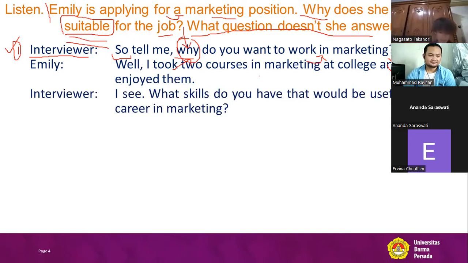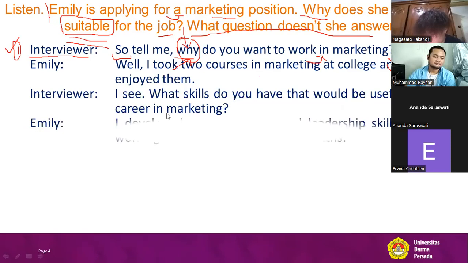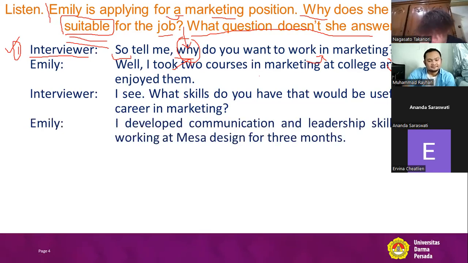What skills do you have that would be useful for a career in marketing? I see. What skills do you have that would be useful for a career in marketing? Career in marketing. So this is like a linking here. That would be useful for a career in marketing. So you might want to use some kind of linking words over here. Let's just go to the next one. We are running out of time. I developed communication and leadership skills while working at Mesa, Mesa Design, for 3 months.